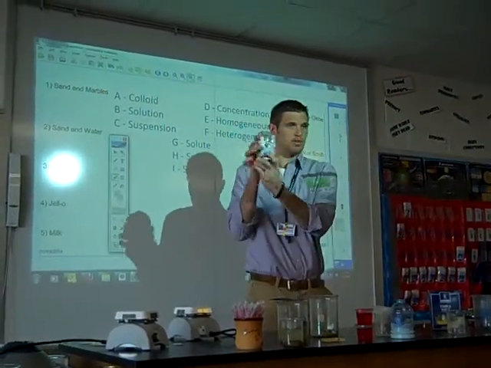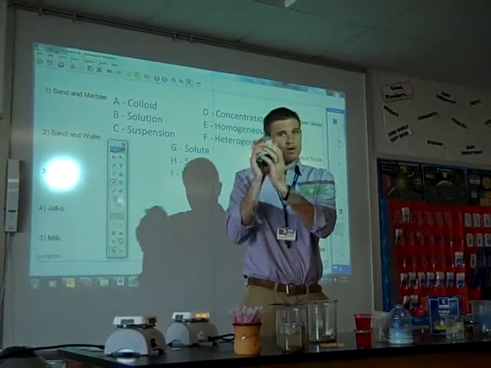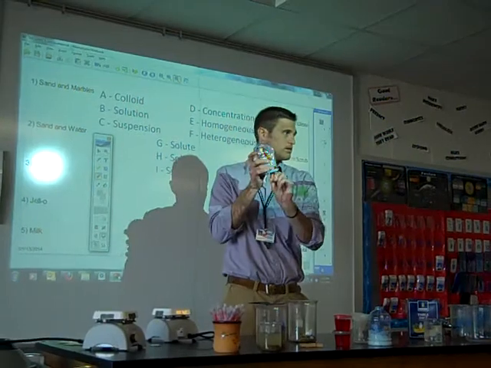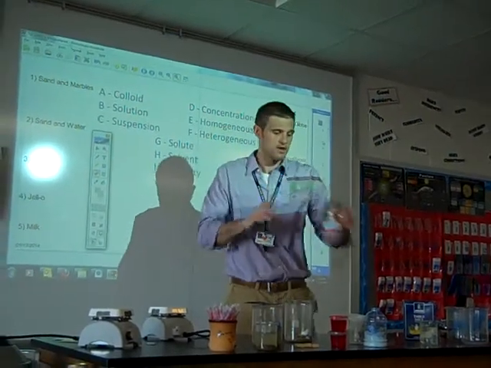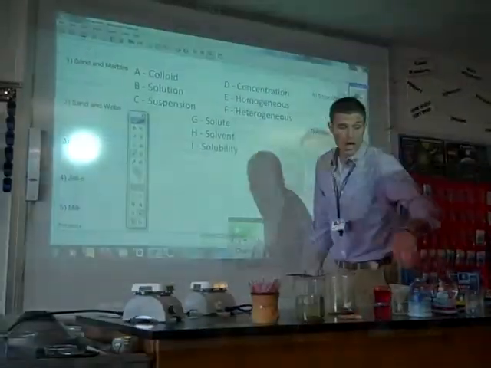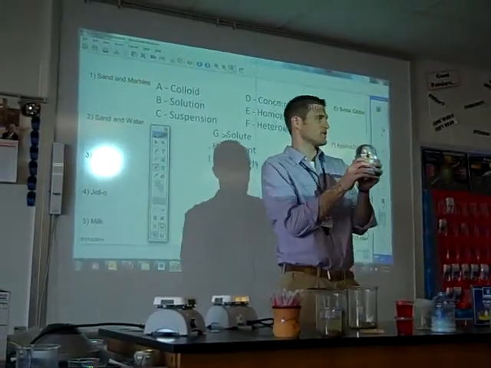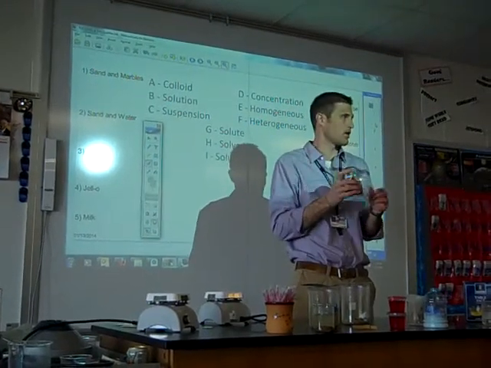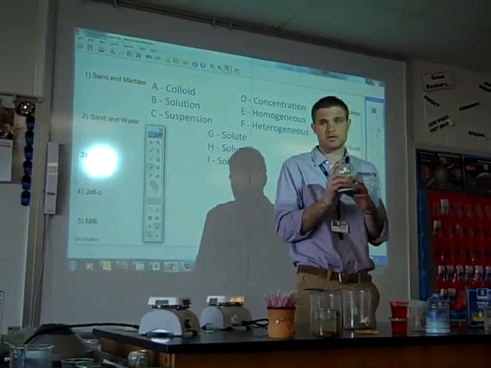Okay, snow globe. Here's my snow globe. So what do you think? I'll even shake it up for you, and put the music on to help you guys think of what the answer is. So A, colloid. B, solution. C, suspension. Go. What are some tests we can do to figure out what this is? What's one? Filter. Okay, I'm not going to break it.